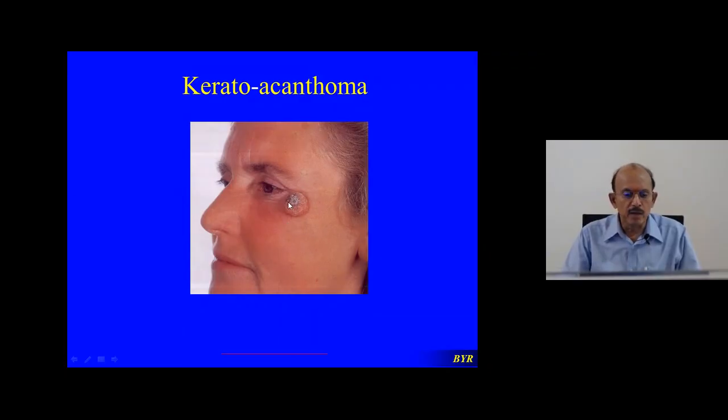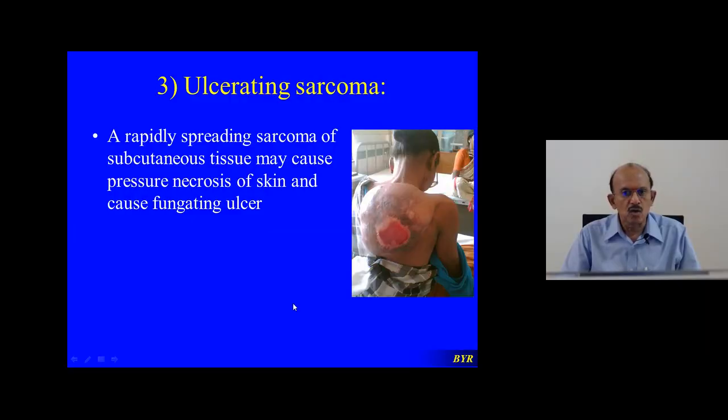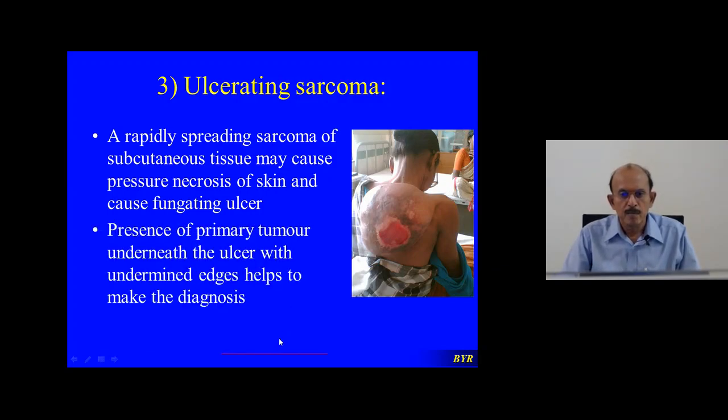So this is keratoacanthoma. Ulcerating sarcoma. A rapidly spreading sarcoma on subcutaneous tissues may cause pressure necrosis of the skin and cause fungating ulcer. Presence of primary tumor underneath the ulcer with undermined edges helps to make the diagnosis. So here the ulceration occurred because of stitching of the skin. Because skin has been stretched here, that has given way and formed an ulcer.